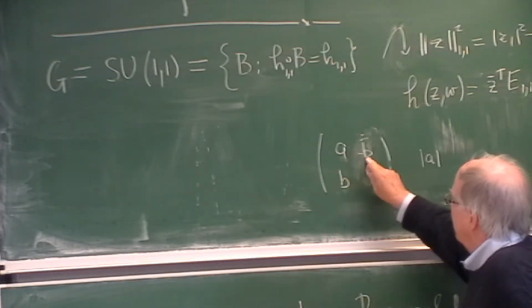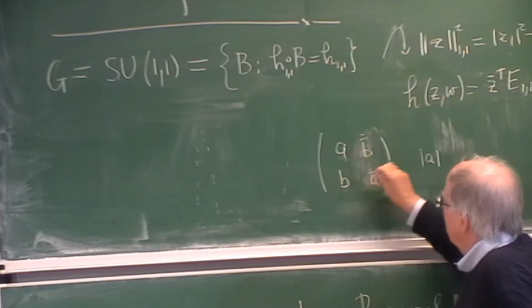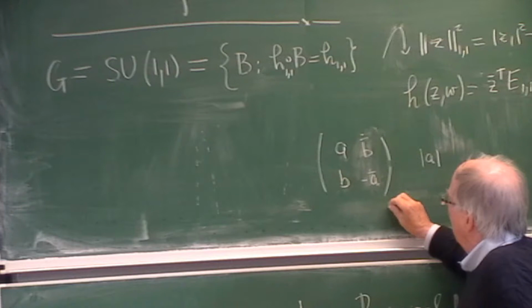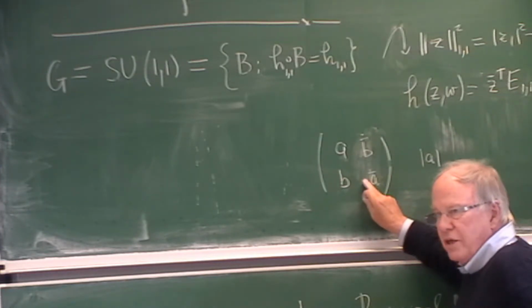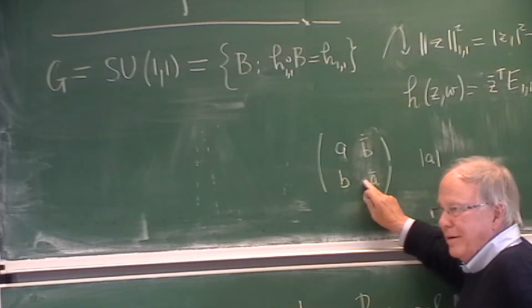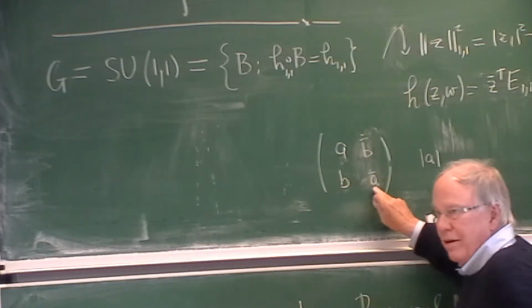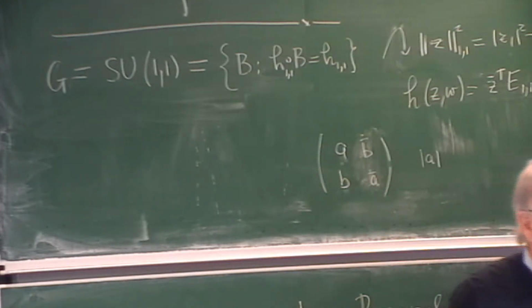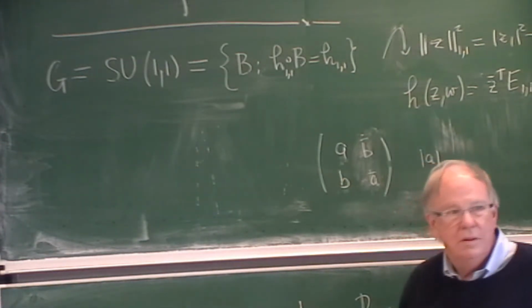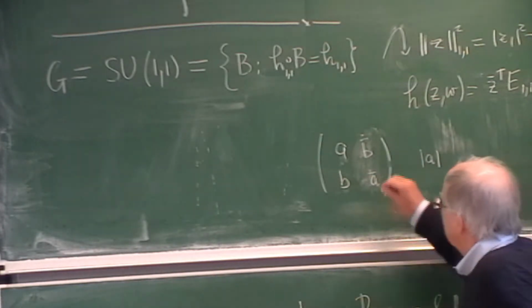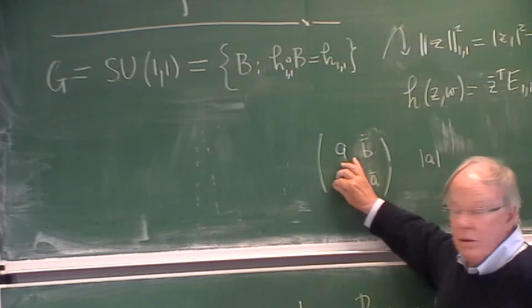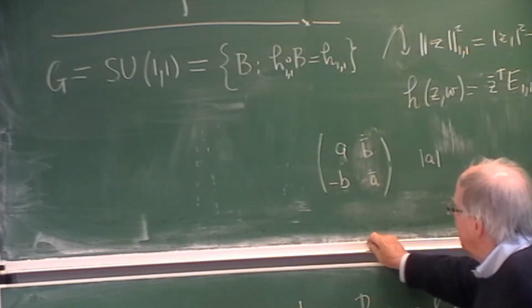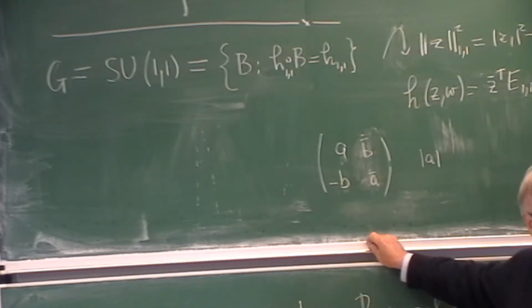That times that bar is A minus B. Oh, no, that's not right. We need no minus signs. That times that bar is AB. Why not put the minus sign on the other side? Where do you want to put a minus sign? You say A minus B, B bar, A bar. You want to put a minus here? Okay, good. And is that good? Seems good, huh?